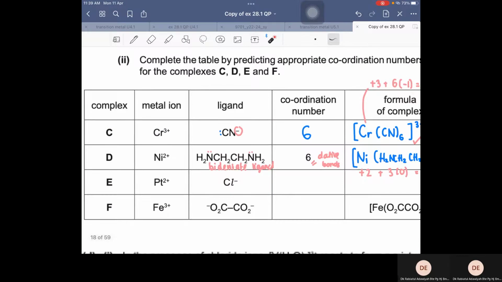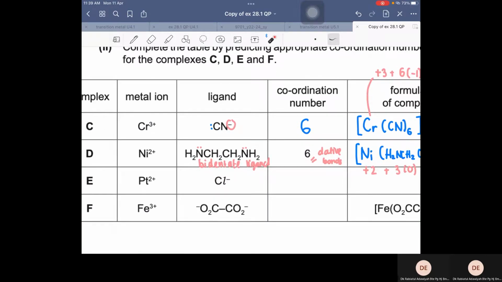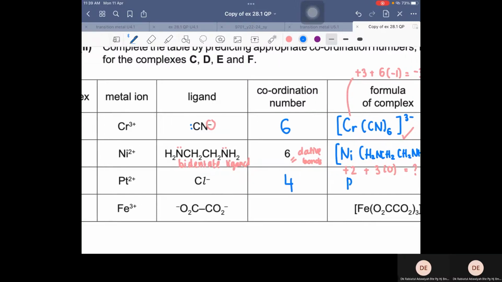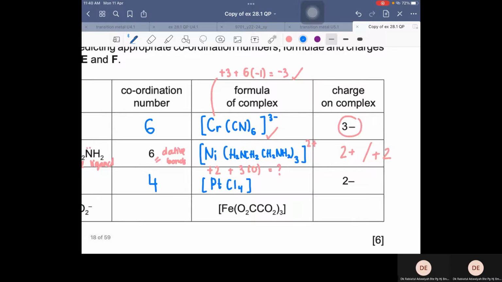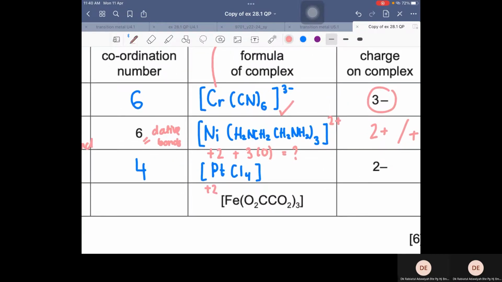Next, complex E. We have a platinum 2+ and a chloride ligand. We're testing first, what is the typical coordination number for chloride ligands? 4. Just like your CuCl4 2-. So I am just going to try 4 first, and to write down the formula, platinum with Cl4, and it says the charge on the complex is 2-. I have to check first. Platinum is plus 2, and there are 4 units of chloride. Chloride has a charge of minus 1. 2 minus 4 equals minus 2. So that means my charge is correct. My formula and coordination number are also correct.